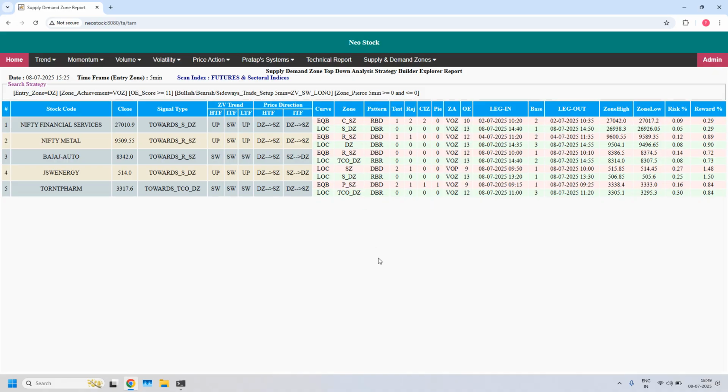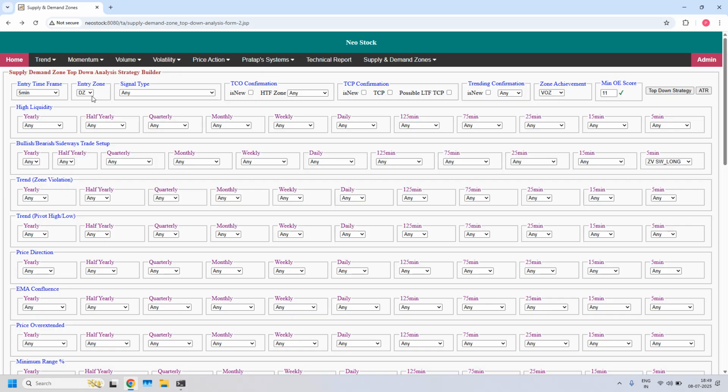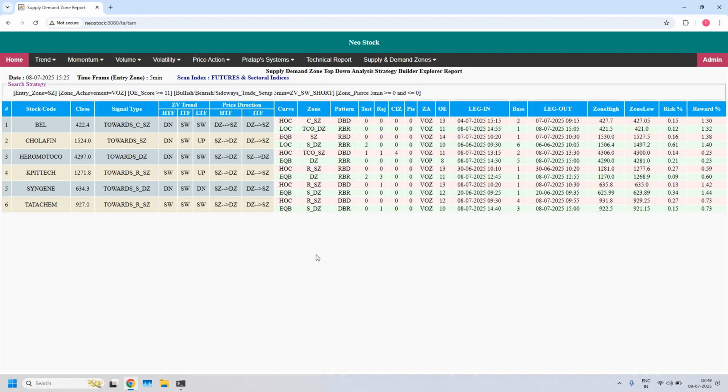Next, sideways short trade setup for hourly income trade. Changes are 5 minutes supply zone and one more change here, sideways short. Let's filter. We got 6 stocks. Entry time frame zones are 5 minute supply zones.